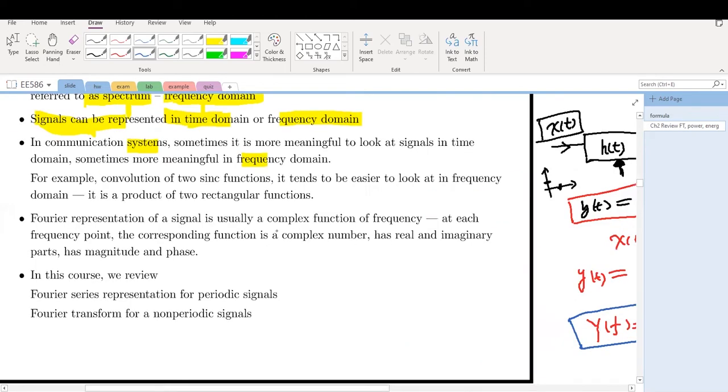One thing to remember about the Fourier transform, or Fourier representation of a signal, is that in the frequency domain we are dealing with complex functions. When we talk about a complex function, we have a real part function and an imaginary part function. Or we talk about magnitude and phase, and these are all functions of frequency.